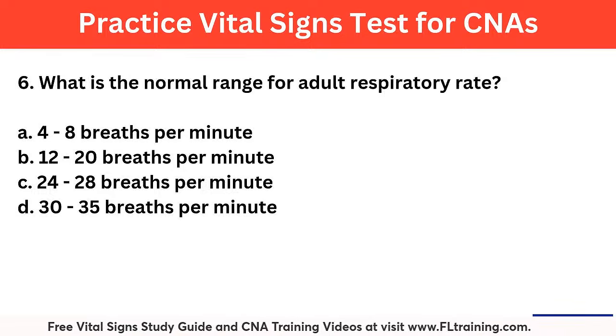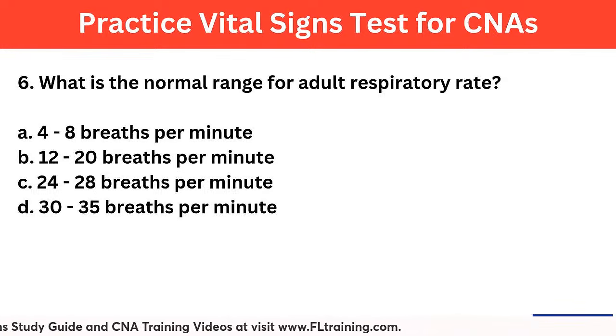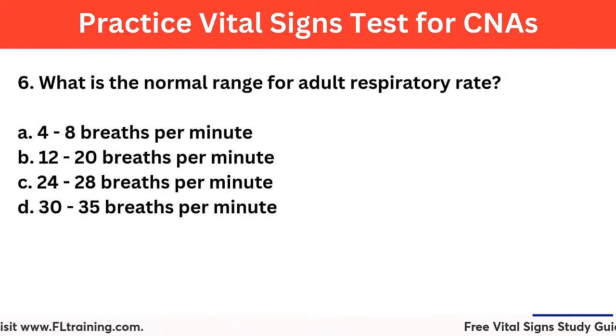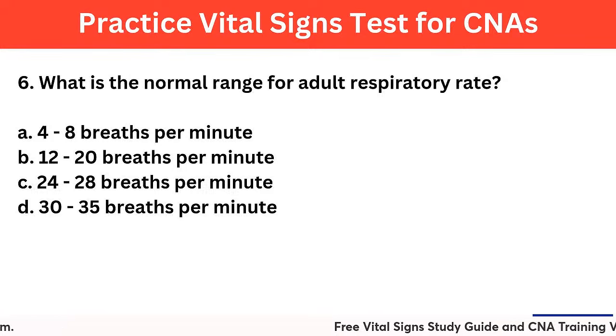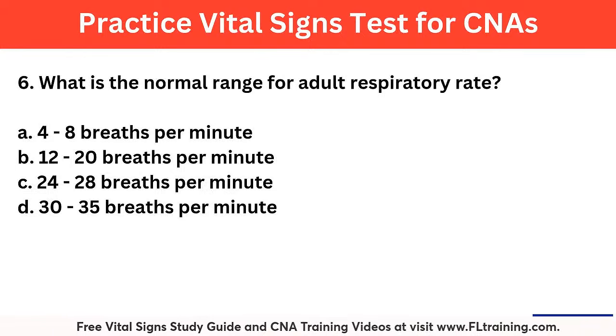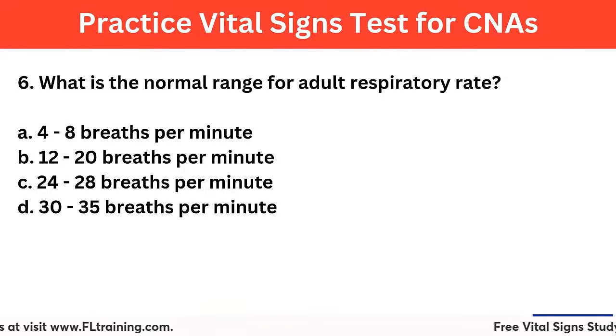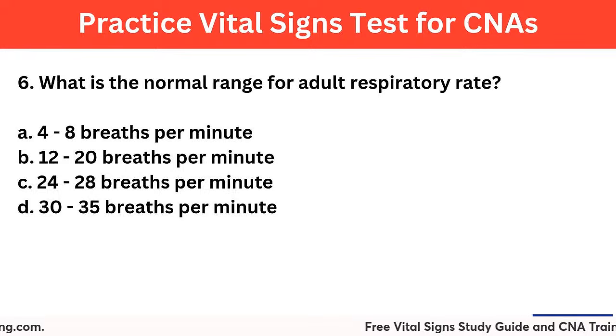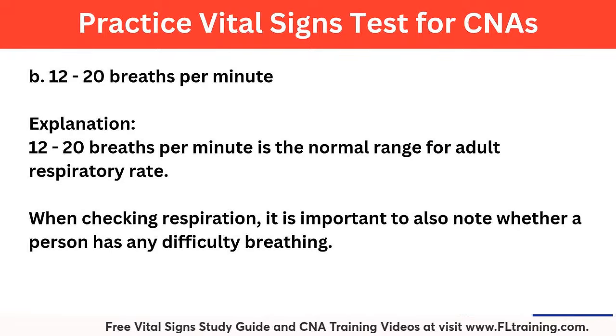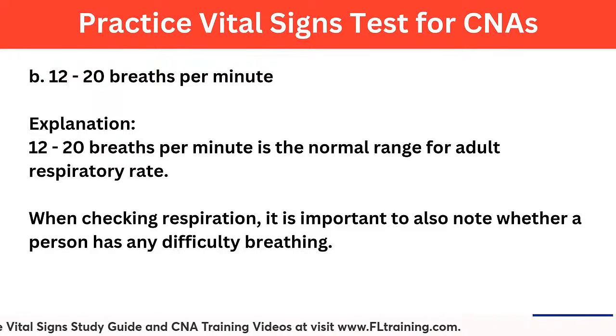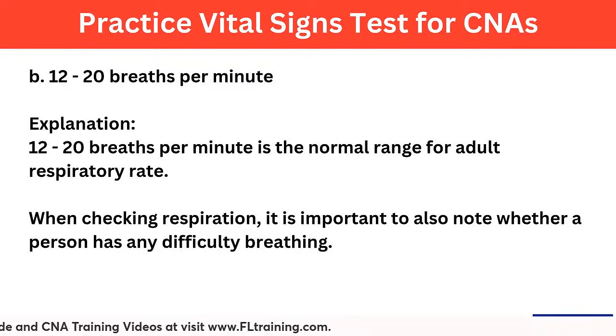The next one, everybody, question number 6. What is the normal range for adult respiratory rate? Is it 4 to 8 breaths per minute, 12 to 20, 24 to 28, or 30 to 35? What is the range for the adult respiratory rate? I've not seen a wrong answer yet. Yes, you all. The correct response is B. It is 12 to 20 breaths per minute. That's the normal range for an adult respiratory rate.